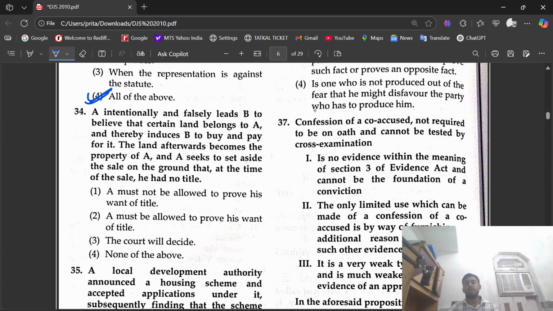Let me read it one more time. A intentionally and falsely led B to believe that certain land belongs to A and thereby induces B to buy and pay for it. The land afterward becomes the property of A, and A seeks to set aside the sale on the ground that at the time of the sale he had no title. 34. A must not be allowed to prove his want of title.